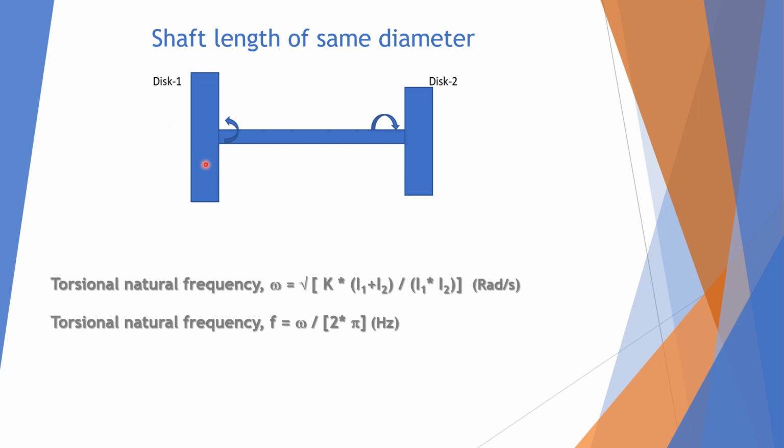Shaft length of the same diameter. Suppose there are two discs 1 and 2 connected with the shaft, and the diameter of the shaft is the same. Then you can use the standard formula for torsional natural frequency: omega is equal to the square root of K into (I1 plus I2) upon I1 into I2, where I1 is the mass moment of inertia of disk 1, I2 is the mass moment of inertia of disk 2, and K is the shaft stiffness. In Hertz, f is equal to omega upon 2 pi. So using this formula, we can calculate the torsional frequency.